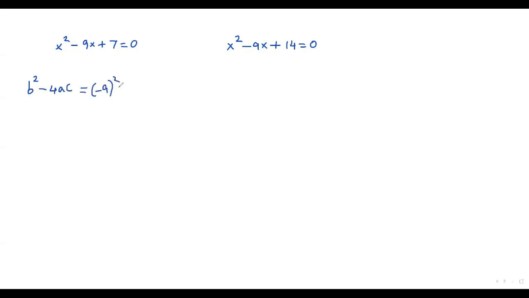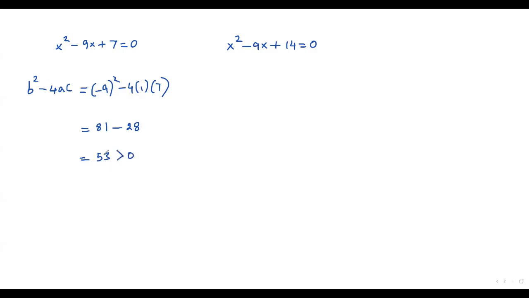So negative 9 the whole square. Negative 4 times the value of a, the coefficient of x². In this case, it's just 1. And c is the constant term, which is positive 7. Then we get negative 9 the whole square is 81, and negative 4 times 1 is negative 4, and negative 4 times 7 is negative 28. When I subtract 28 from 81, I am getting 53. So I got the value of b² − 4ac as 53, and it's greater than 0.